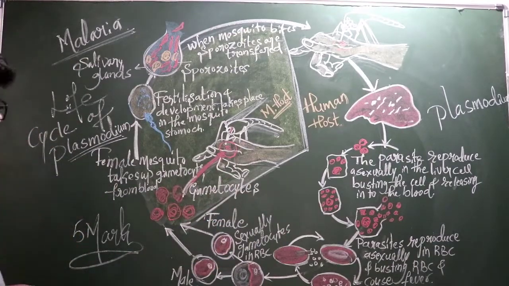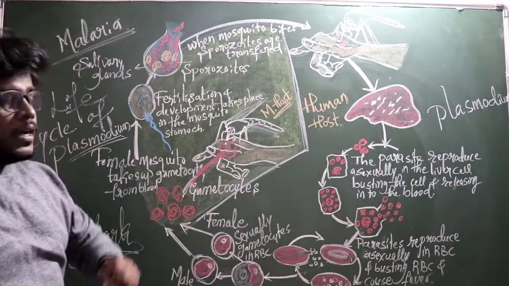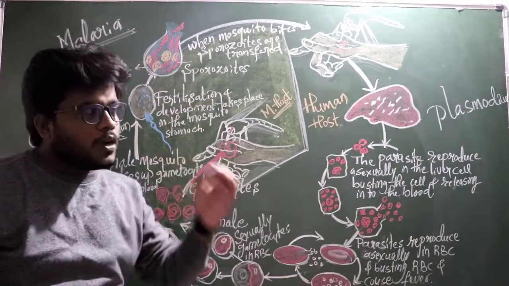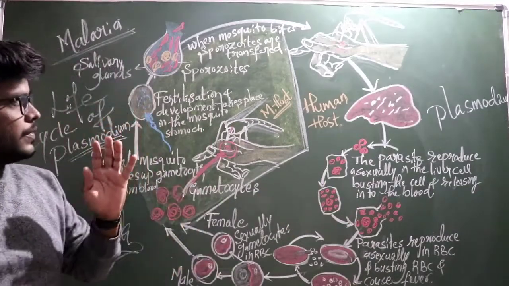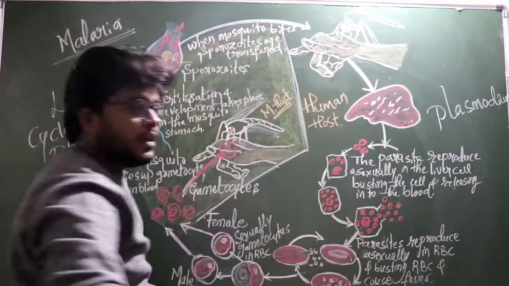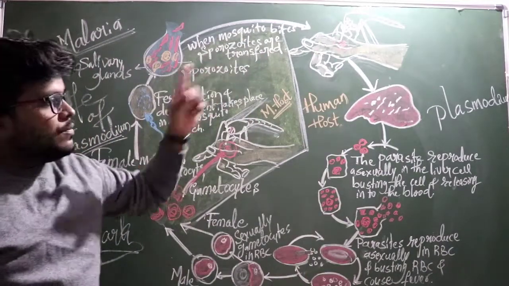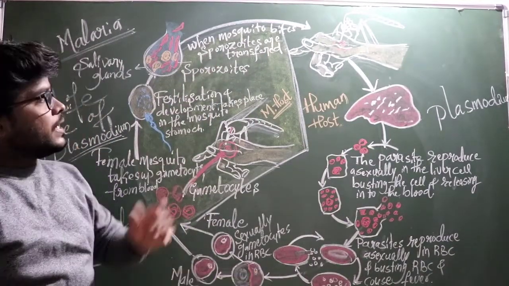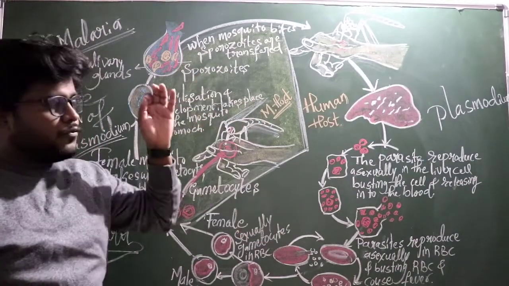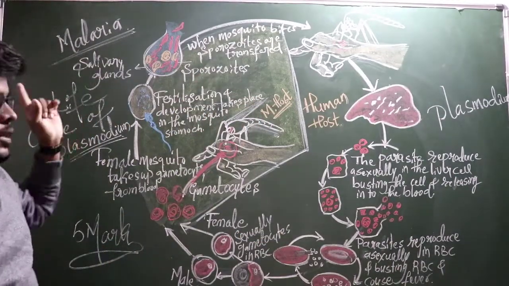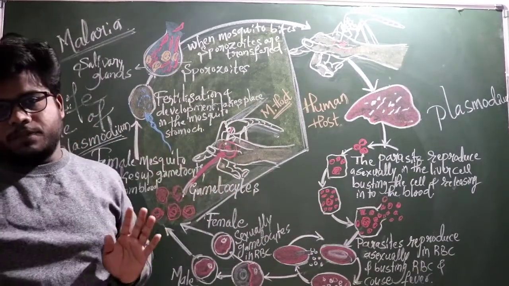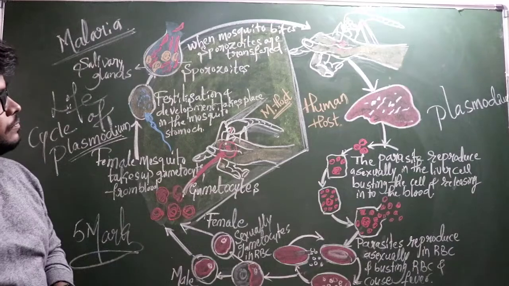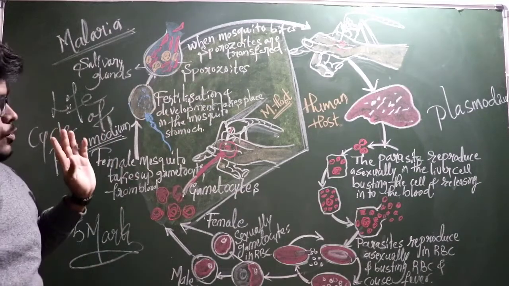Okay, see how you should start. This Plasmodium is transmitted from one person to another by means of a vector, that is the female Anopheles mosquito. This female Anopheles mosquito acts as the vector for the transmission of the malarial Plasmodium from one person to another person. Understood? So let us study the life cycle of this Plasmodium.